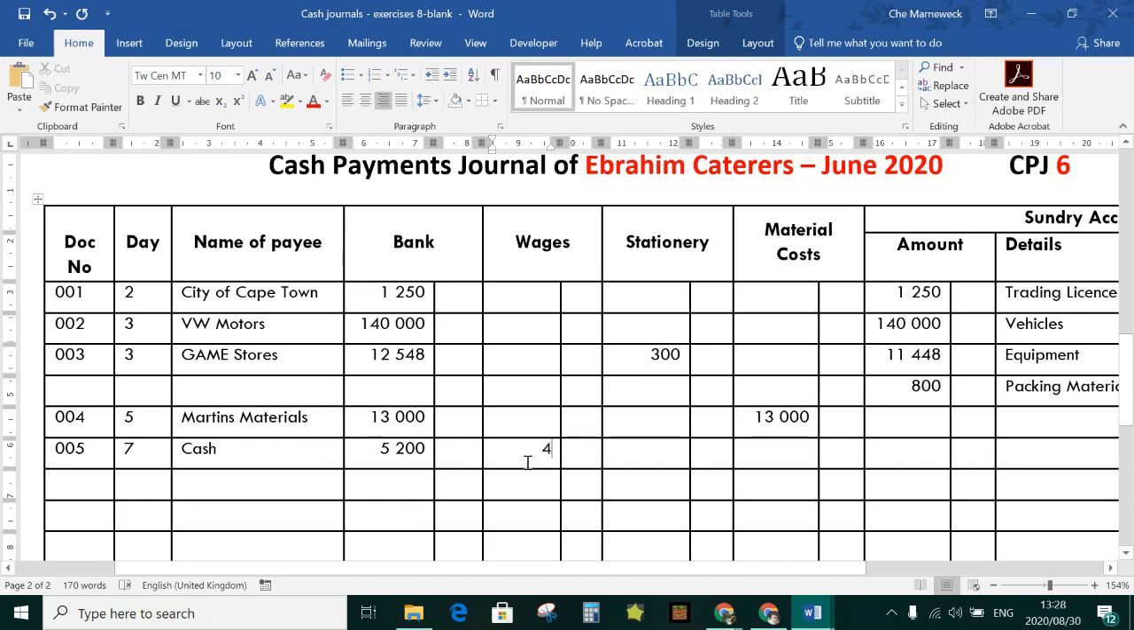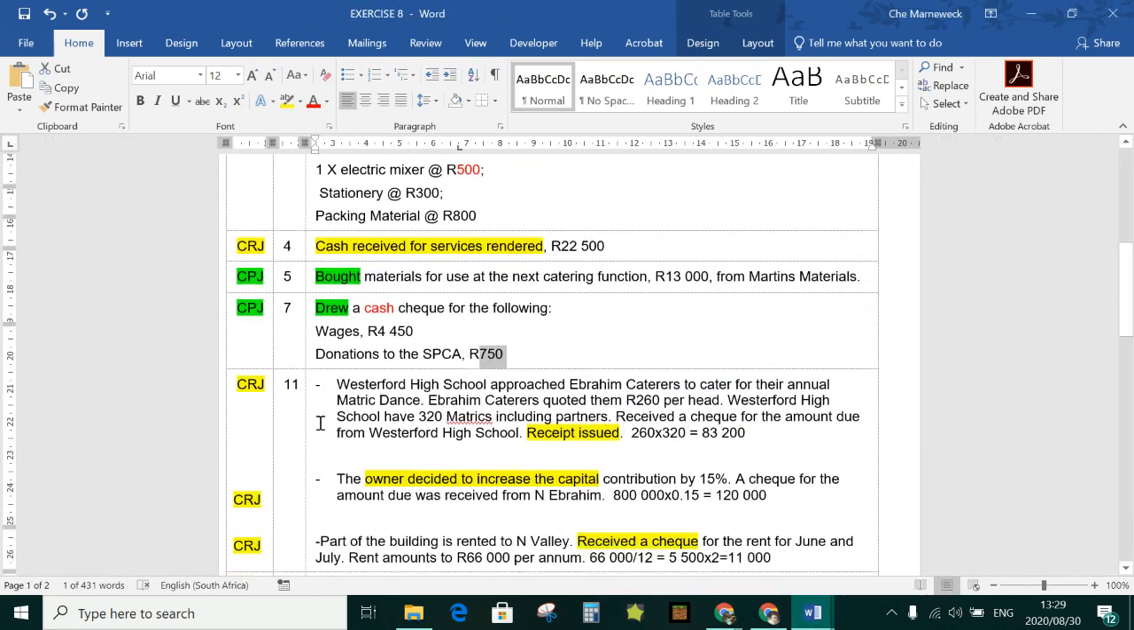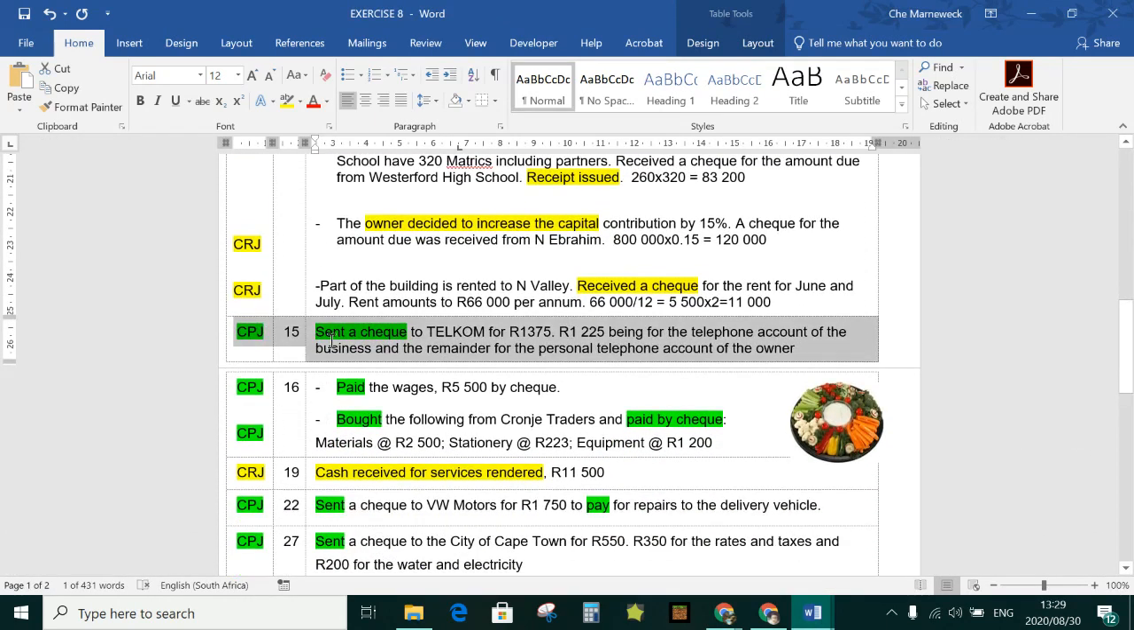Of that, 4,450 was for wages. We have a column for wages, so it's recorded under the wages column. And 750 is for donations. So we don't have a column for donations, so it goes to sundry account, donations. And we can move to the next check number. Have a look. When is this happening? It's happening on day 15.